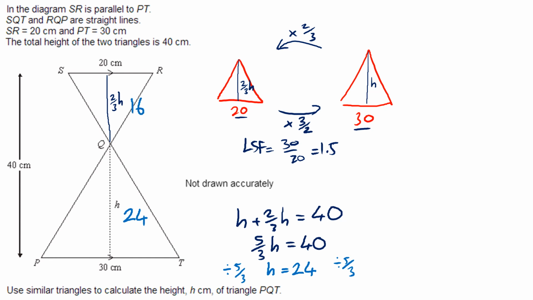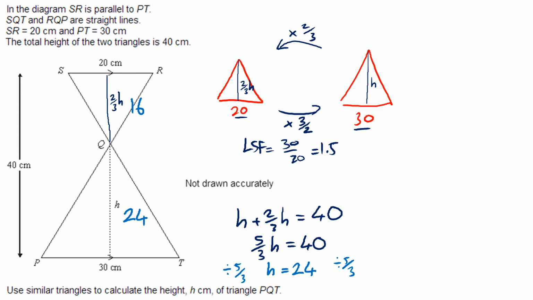Is 16 2/3 of 24? So yes, because 24 divided by 3 times 2 is 16. Do we get 16 times 1.5 gives you 24? Yes. So that is very definitely a grade 7 question, because we had to first realize it was similar triangles, then we had to come up with some algebra, and we had to solve the algebra.